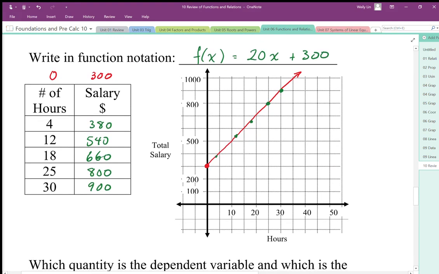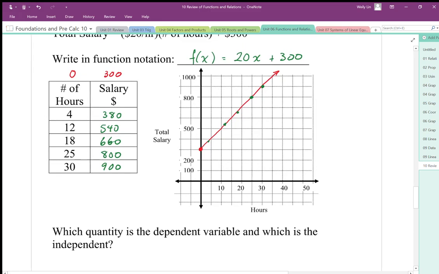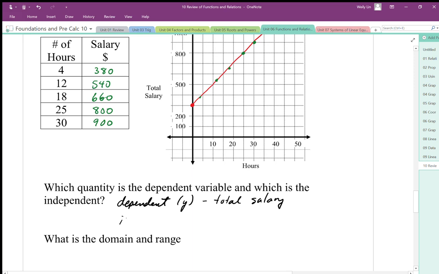So there's my equation. What are my dependent and independent variables? Well, my dependent variable is my y, which is my total salary. So the dependent, which is my y, my output, is going to be the total salary. The independent variable, which is my x, that's the number of hours worked.